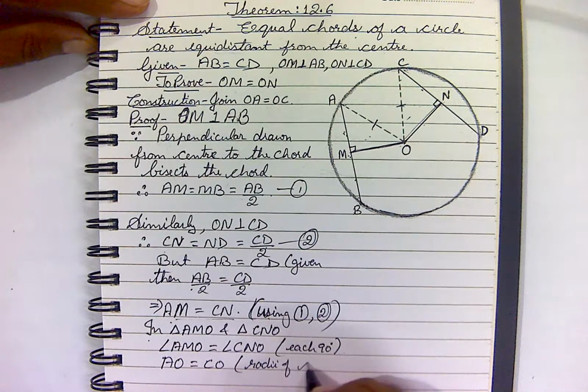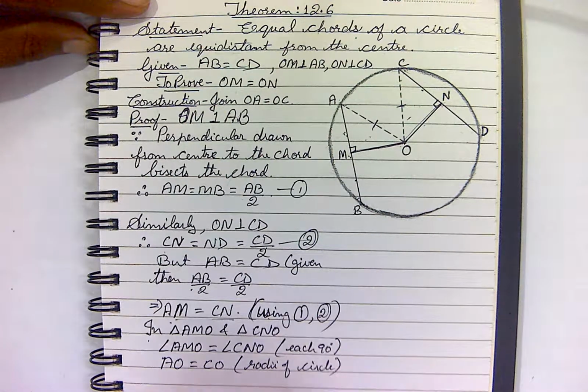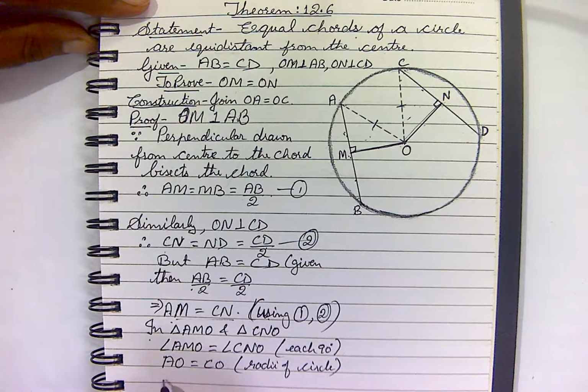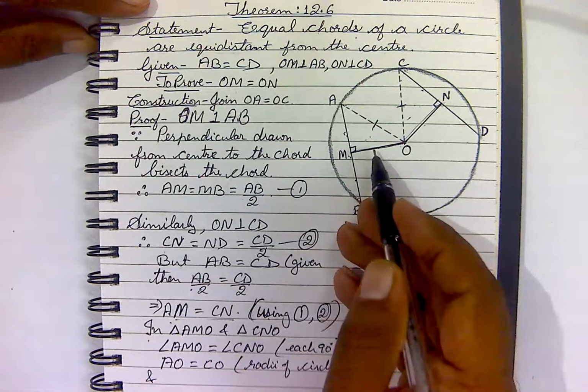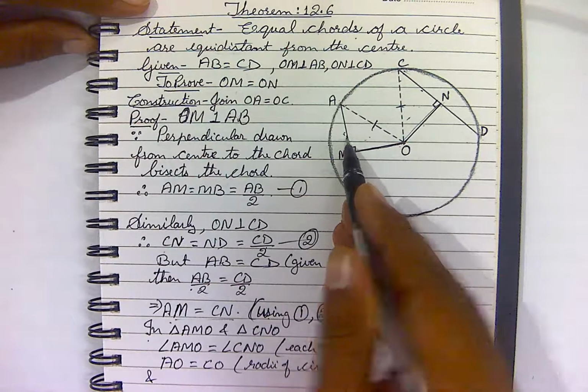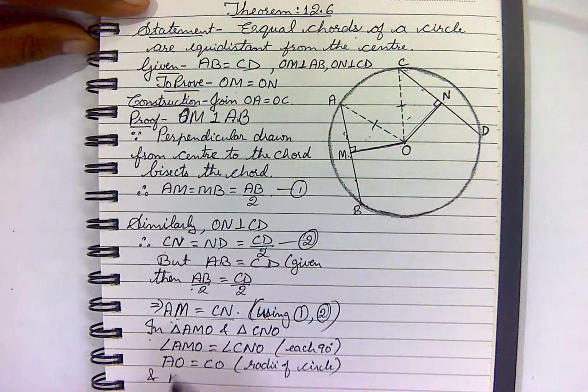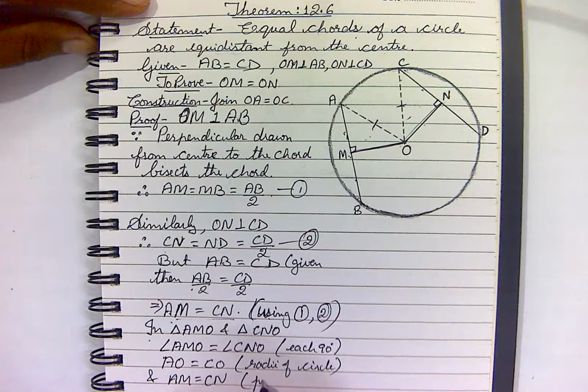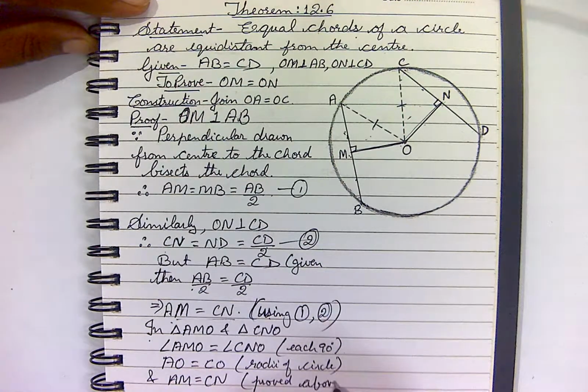They are the radii of the circle. Both are radius. And you have AM is equal to CN. This we have proved above.